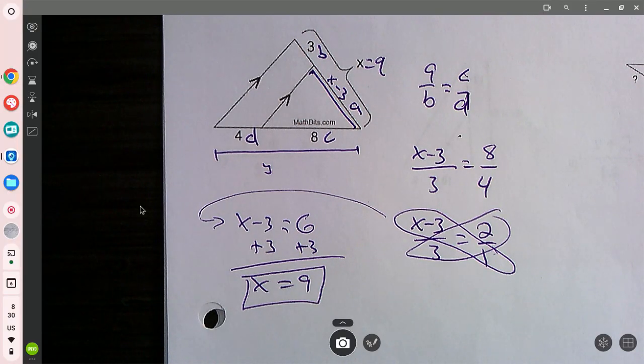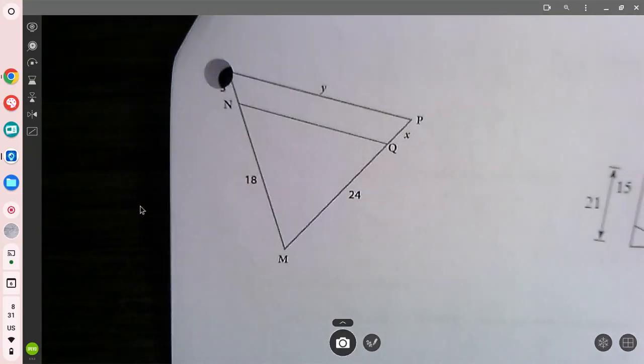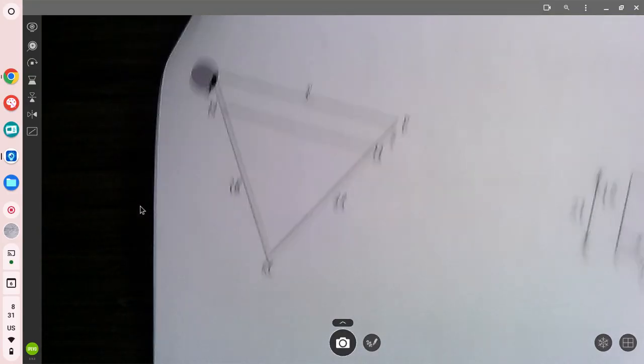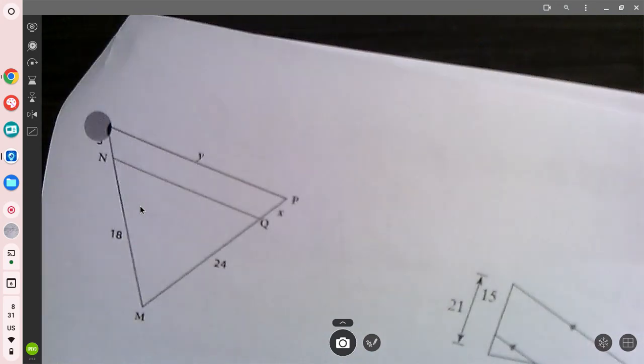All right, what time is it? All right, so we have 5 minutes. We are going to do one more triangle similarity. One more. We got to keep going with this practice. Yeah, I'm going to do it. If you want to follow along, that's up to you.